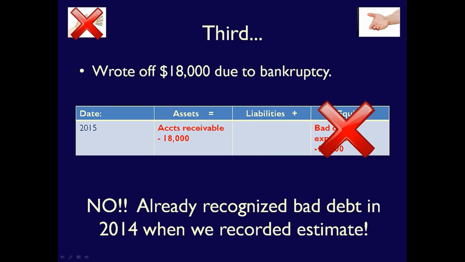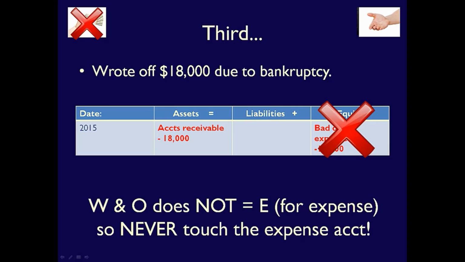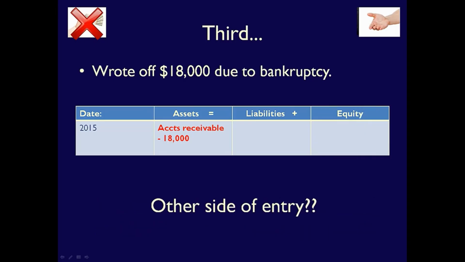Why not? Because in 2014, we already charged bad debt expense when we booked our estimate. We can't charge the expense account again. That would be doubling up. How can we remember that when we do a write-off, we're not allowed to touch the expense account? Well, the words write-off start with a W and an O. If it doesn't start with an E, don't touch the expense account. What then should we do instead? Well, in 2014, when we booked the estimate, we also made an allowance. Remember the allowance for doubtful accounts? That was the allowance we made for when the accounts were going to be written off.